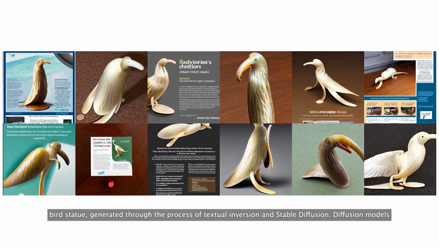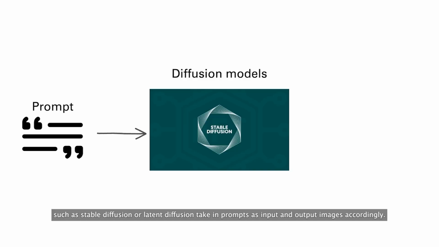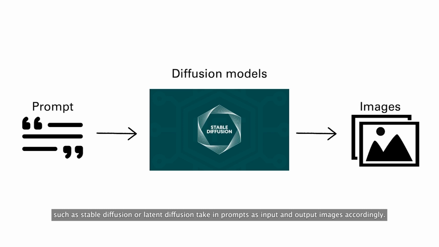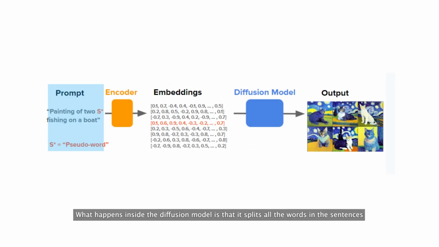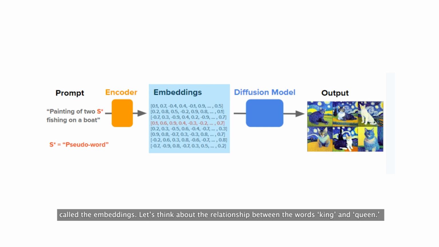Diffusion models such as stable diffusion or latent diffusion take in prompts as input and output images accordingly. What happens inside the diffusion model is that it splits all the words into sentences and puts the words through an encoder. The encoder then turns all the natural words into real numbered vectors called the embeddings.